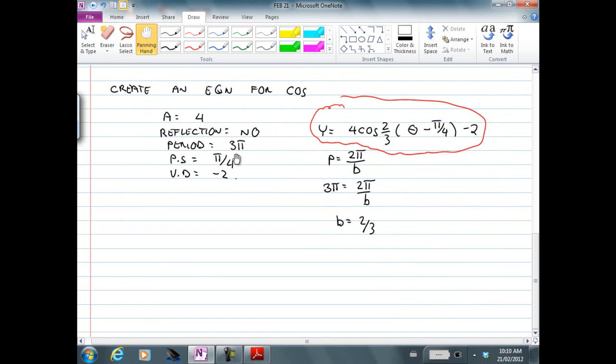How do you know the sign inside the bracket? Minus, because your phase shift is pi by 4 to the right. To the right has to be minus. That's why. Guys, let's try another one.